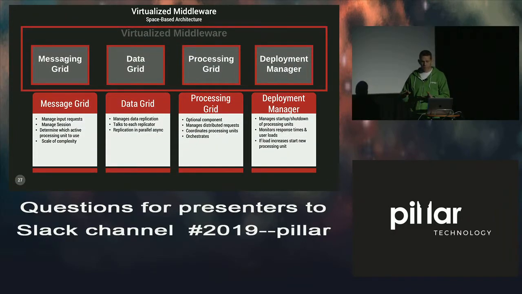So here's what the middleware looks like. The messaging grid is in charge of managing those input requests and figuring out which processing unit to use. If you have a bunch of different processing units, what you're going to want is each one of those processing units to say, hey, I'm busy or I'm not busy. And the messaging grid's responsibility is to figure out which one to use that's not busy now. And so here's the work. Go do that work. The data grid is managing that replication that's happening behind the scenes.